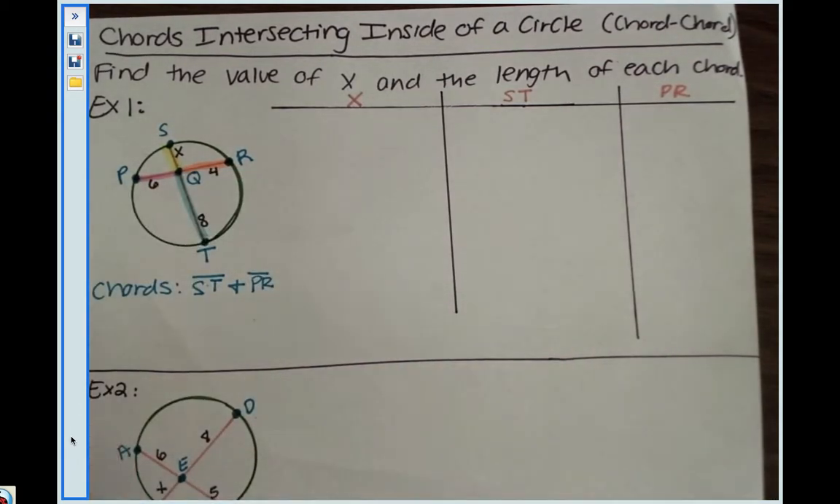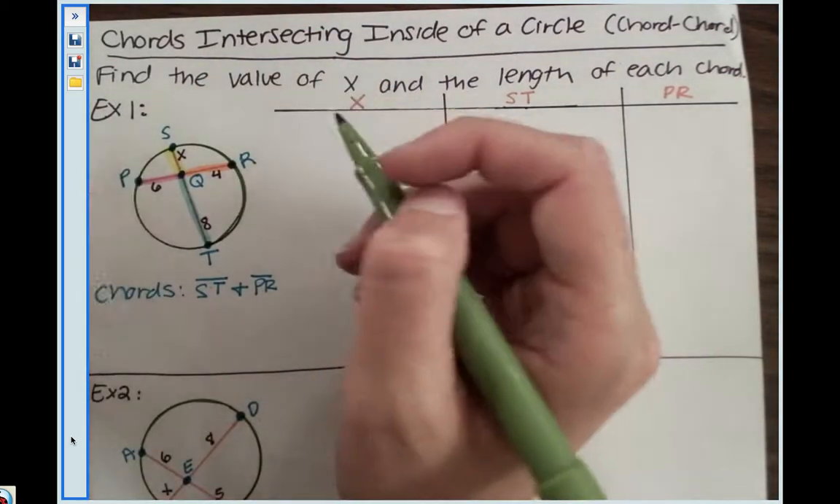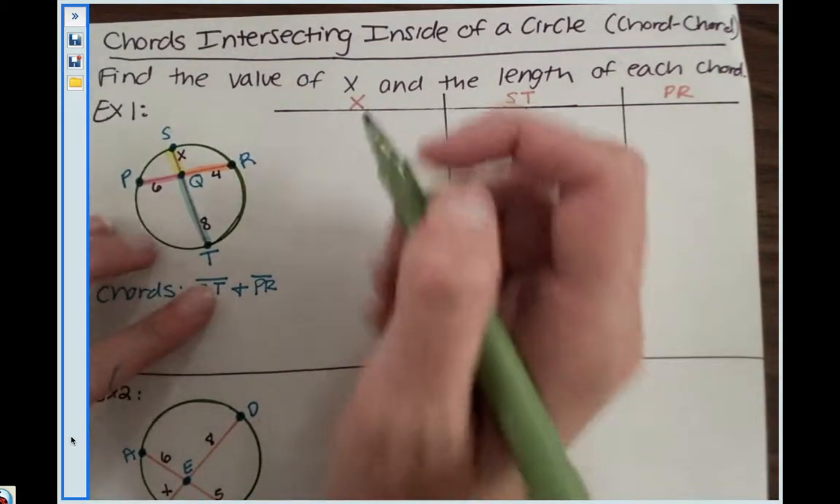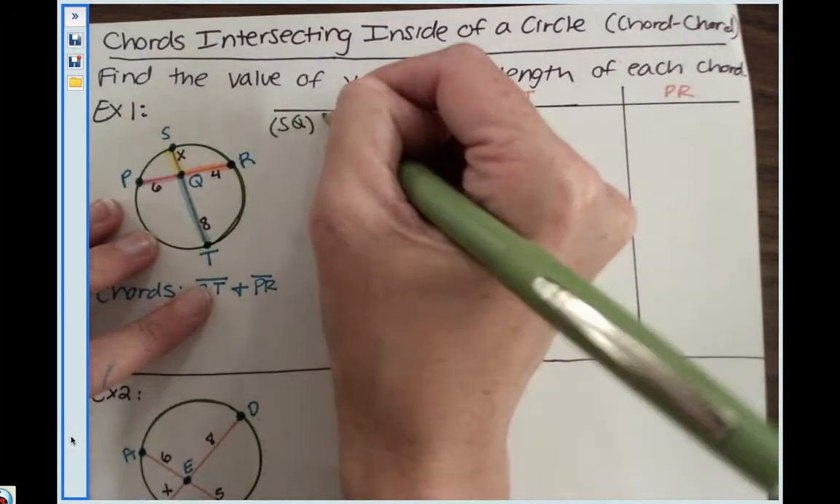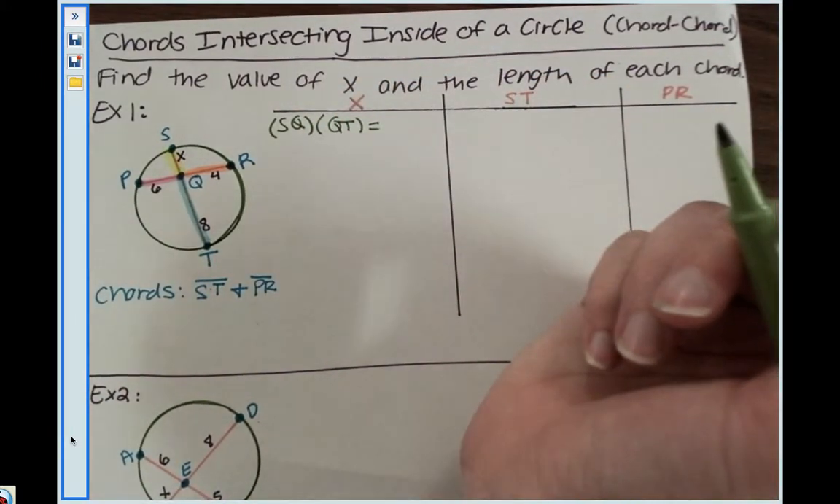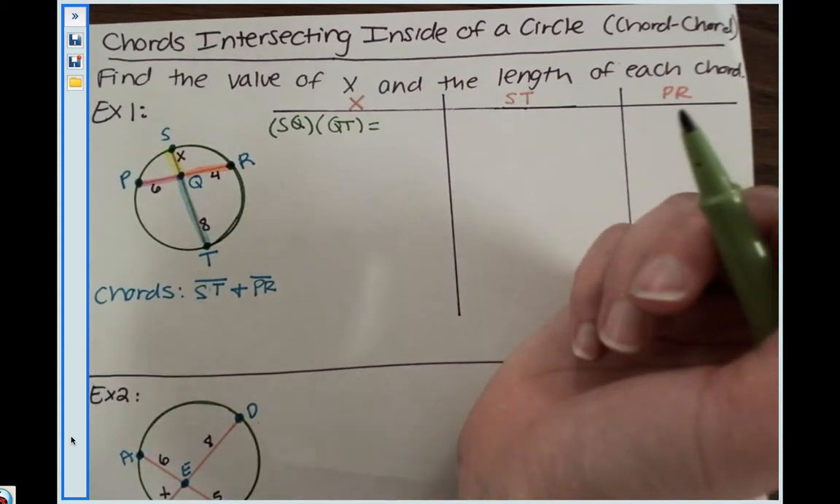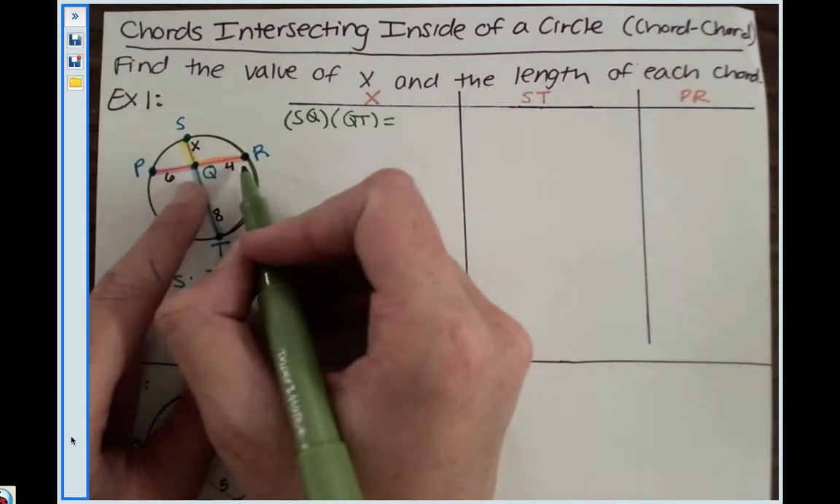So let's set this up. Let's see here. I want to use green. Looks good right now. So I'm going to start with chord ST. The two segments that make up chord ST are SQ and QT. I'm going to multiply those together and set them equal to the two pieces of the other chord. Chord PR is made up of pieces PQ and QR.